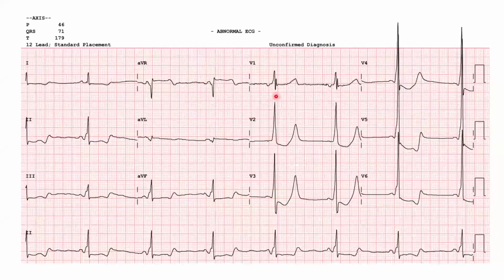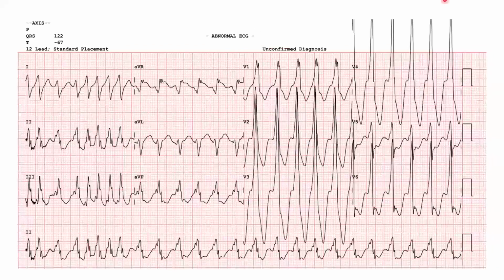This is another patient showing baseline pre-excitation. Again, it's a left lateral pathway. You can see the prominent R in V1 and negative in aVL. And again, during AF, you can see the irregular rhythm with a suggestion of a pre-excited AF.